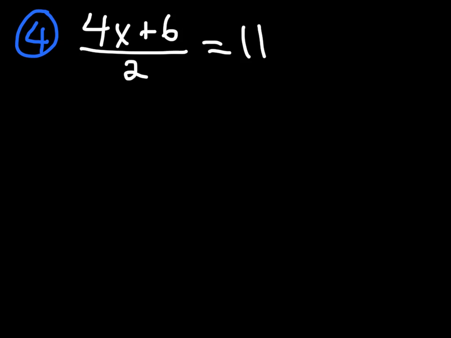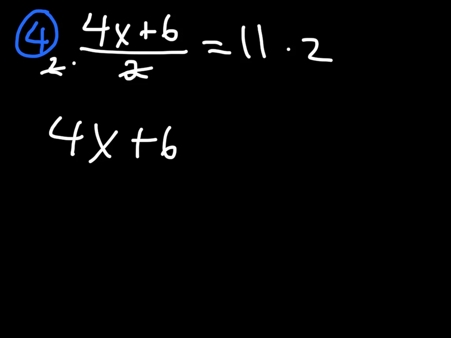Number 4 says 4x plus 6 all over 2 equals 11. If you remember back to yesterday's video, when it was all over something, we had to multiply that first, and we're going to do that again here. So we're going to multiply by 2 on both sides to get rid of our 2 in the denominator. When we do that, our multiplication and division of 2 will cancel, so we'll just be left with 4x plus 6 equals 11 times 2, which is 22.